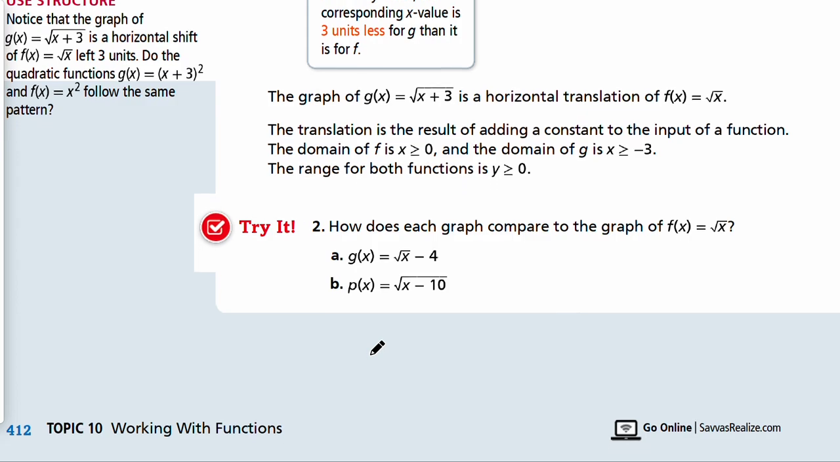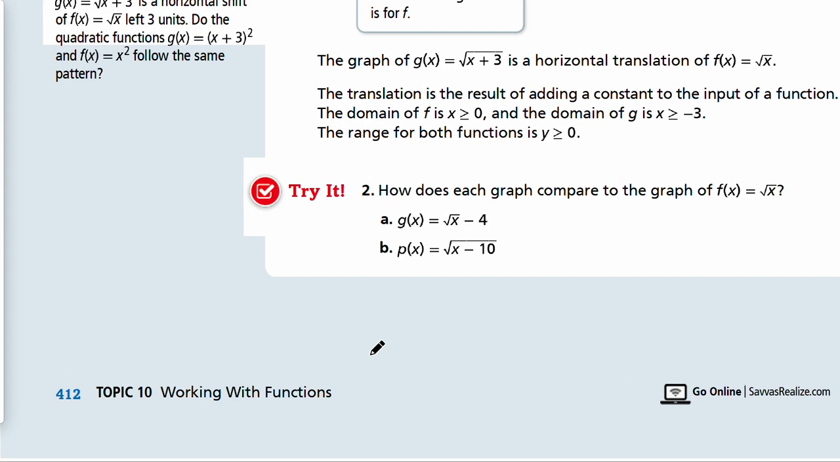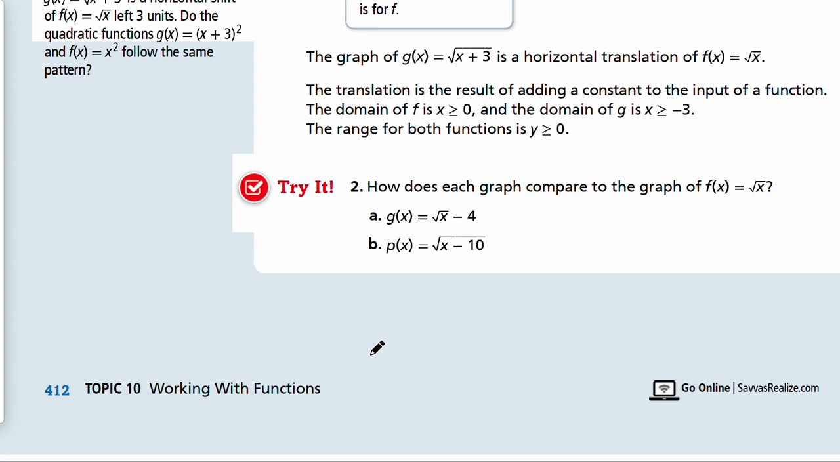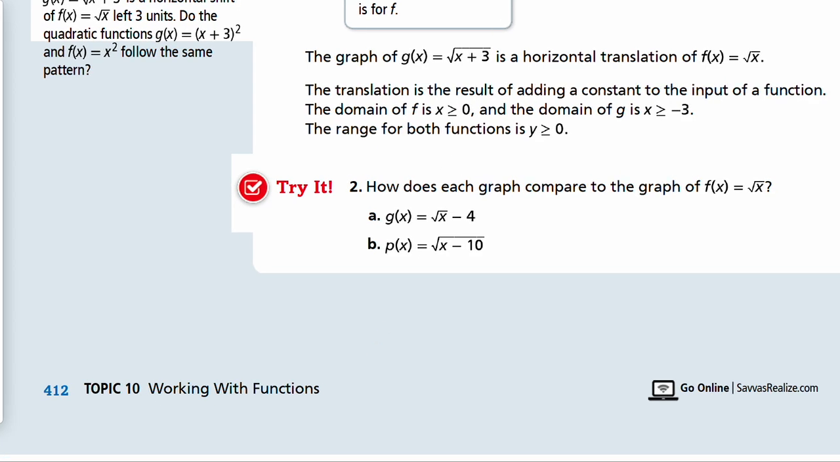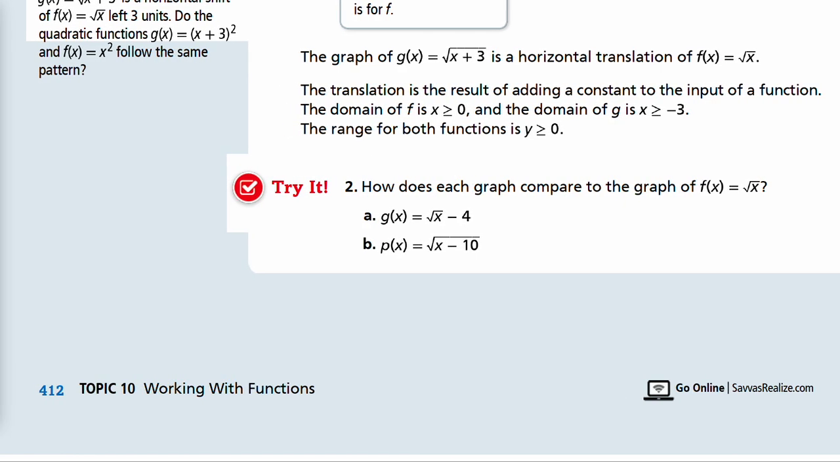So let's look at try 2A and B. See if you can look at the translation and figure out how many units it's translated and where. Indicate the number of units and the direction. Pause the video, come back when you're ready for answers. Okay, are you ready?